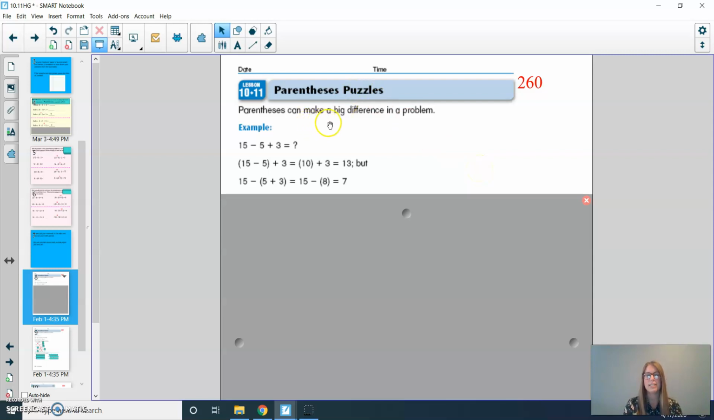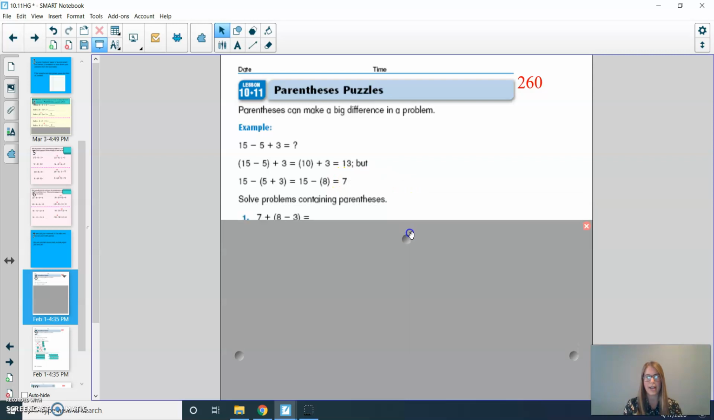So boys and girls, parentheses can make a big difference in a problem. Take a look at this first example. If I have 15 minus 5 plus 3 equals, and I want to try to figure that out, if I do 15 minus 5 first, I know that would equal 10. And then if I do 10 plus 3, my answer would be 13. But if I switched it and I did 5 plus 3 first, 5 plus 3 is equal to 8. 15 minus 8 is equal to 7.